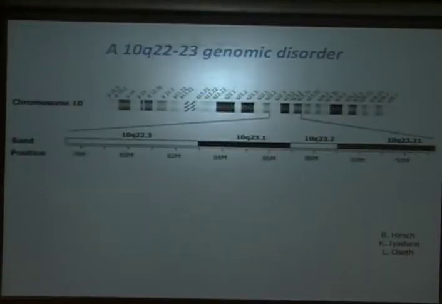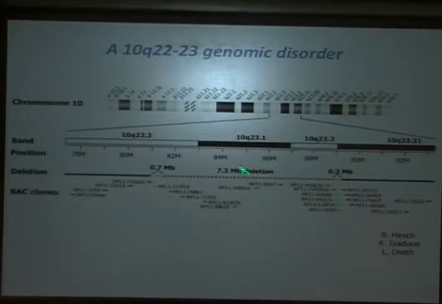And so we started looking at it in more detail. We started looking at exactly what DNA is missing on this chromosome 10 in those affected individuals. And they were missing about 7.3 million base pairs, and there are about 30 genes in there. So they had one good chromosome and one deleted chromosome. But what was really interesting to us was what was happening at the boundaries.